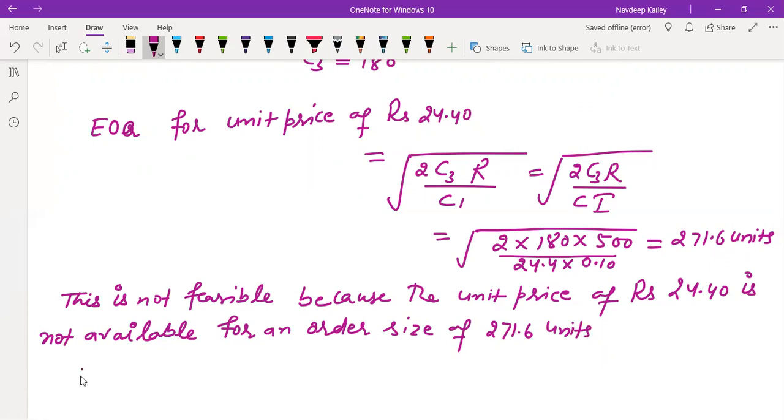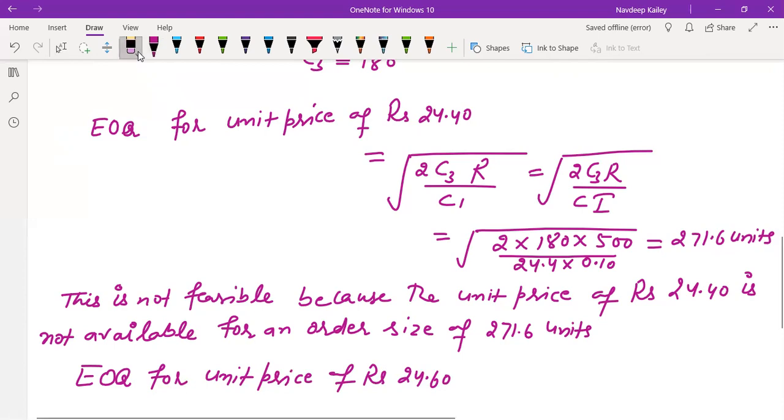Now we will calculate economic order quantity for unit price of rupees 24.60, which is the next higher cost.